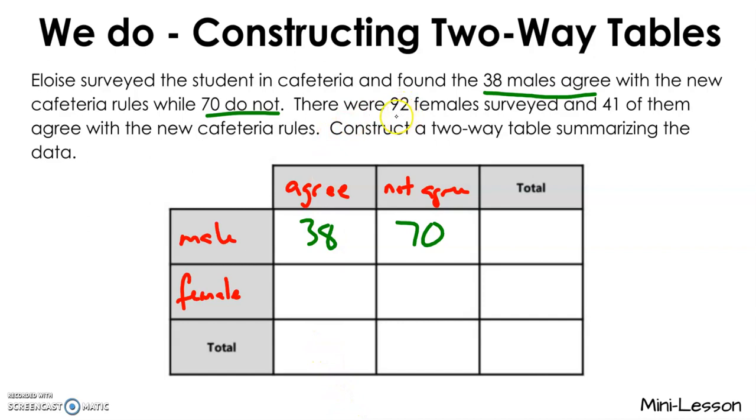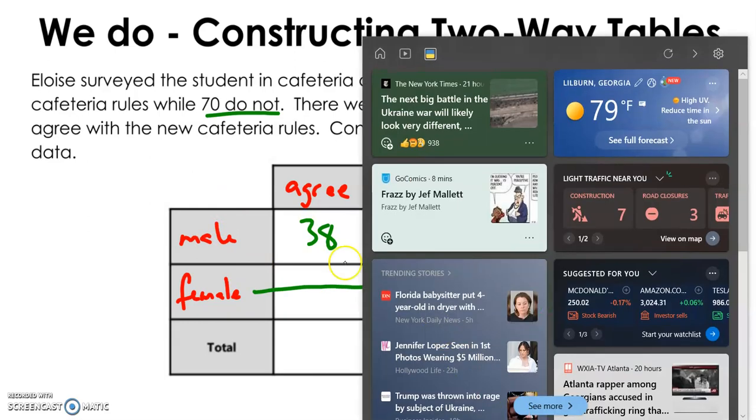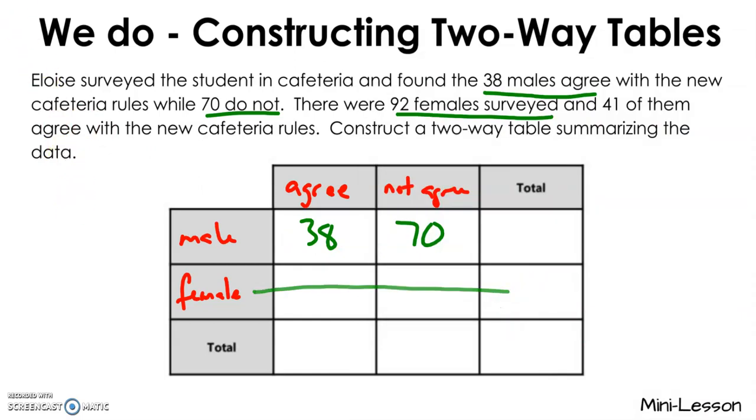There were 92 females surveyed. There's my next number. It doesn't say whether those 92 agreed or disagreed. It just tells me that the total number of females surveyed was 92. It didn't separate them out by who they were. I got a total of 92 females surveyed. 41 of them agree. So now I get some information there. That is here, females who agree: 41. Let's put that in.